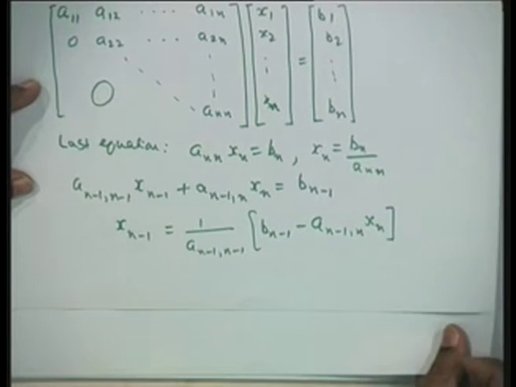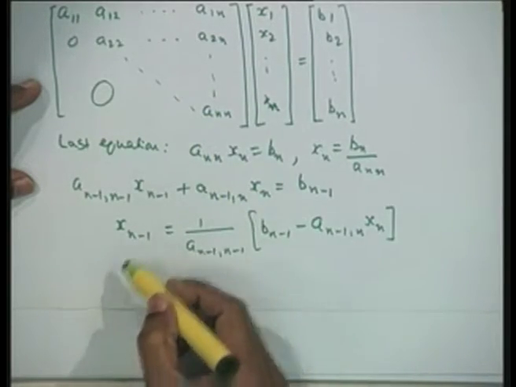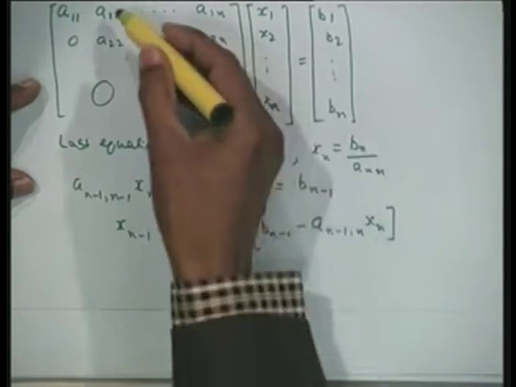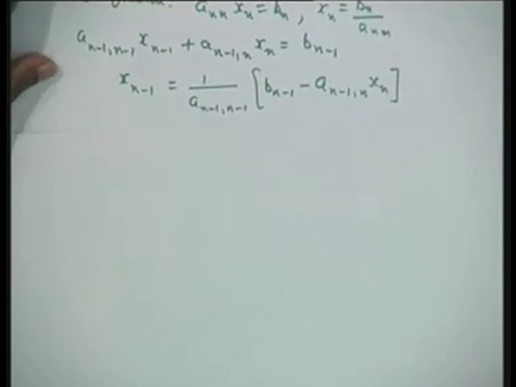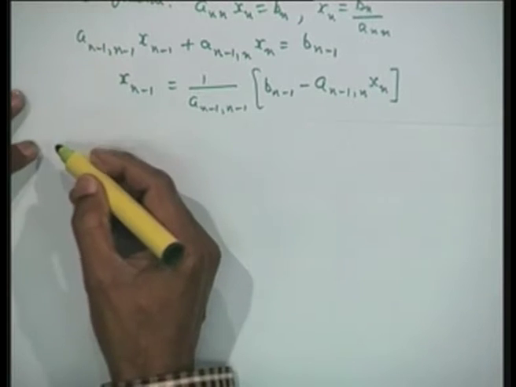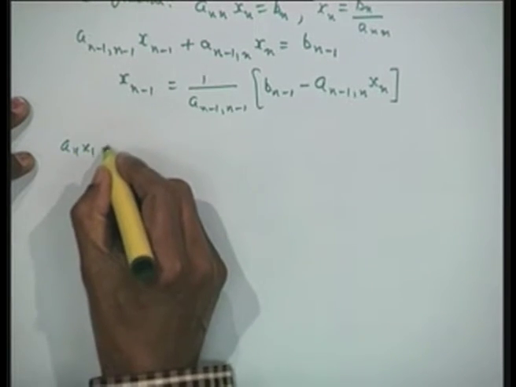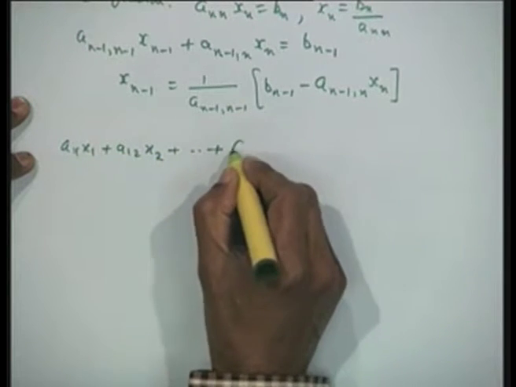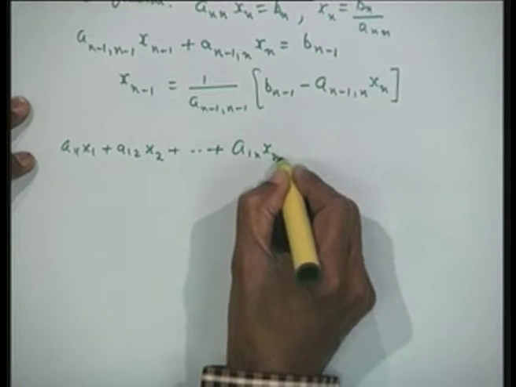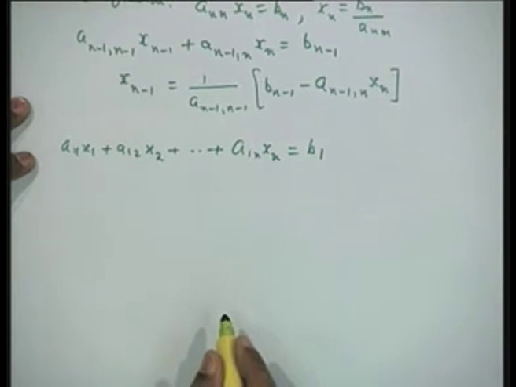So, we can proceed on like this, we can work backwards and get the previous value xn minus 2 and so on, x2, then x1. So, when I land up in the first equation, it will read like a11 x1 plus a12 x2 plus so on plus a1n xn is equal to b1. That is our first equation.